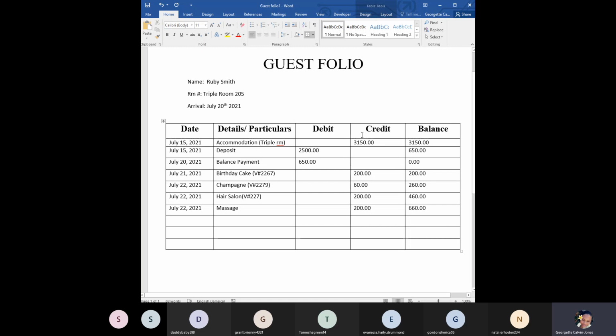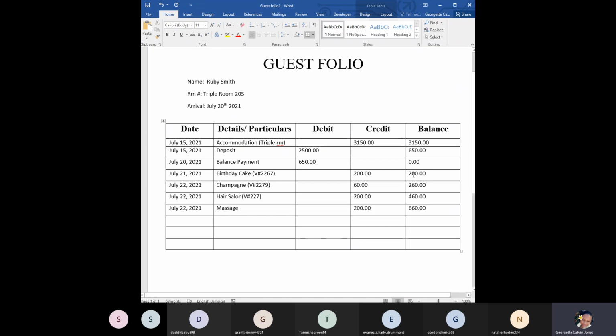All right, Emily, when we credit, it means we owe, right? So look at the folio. When it says balance payment $650, then that means she owes nothing. So she has zero balance on her folio. All right. So putting the things on her folio means prices are going to add up.